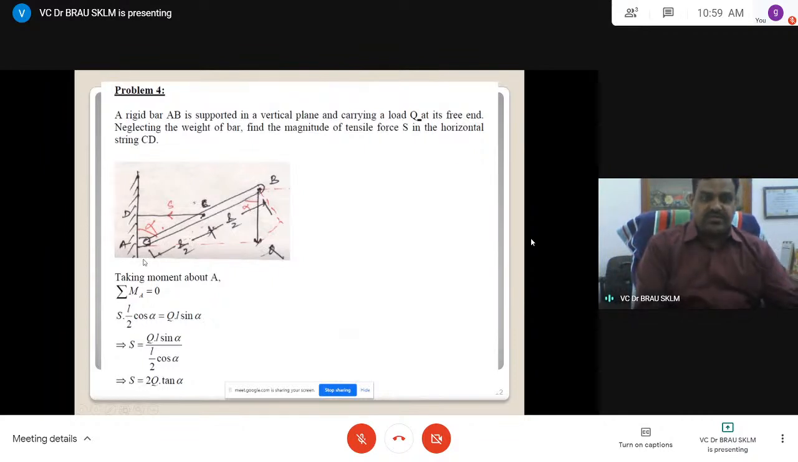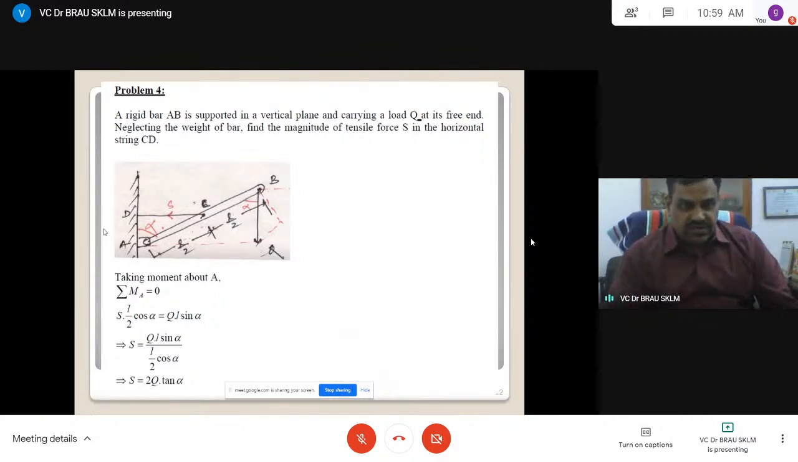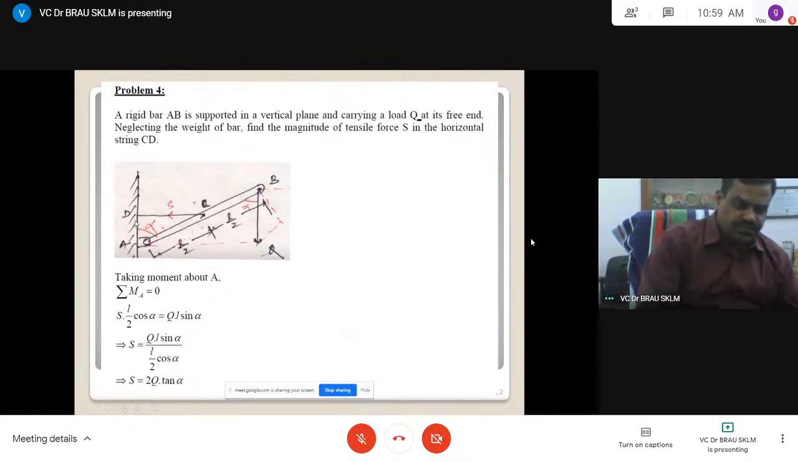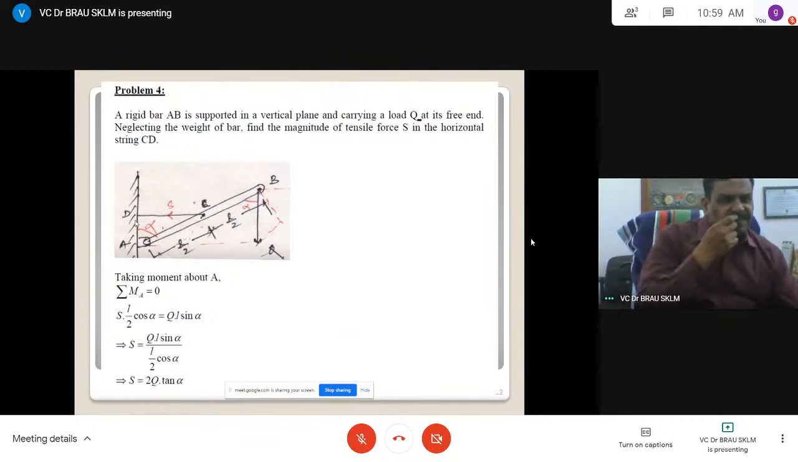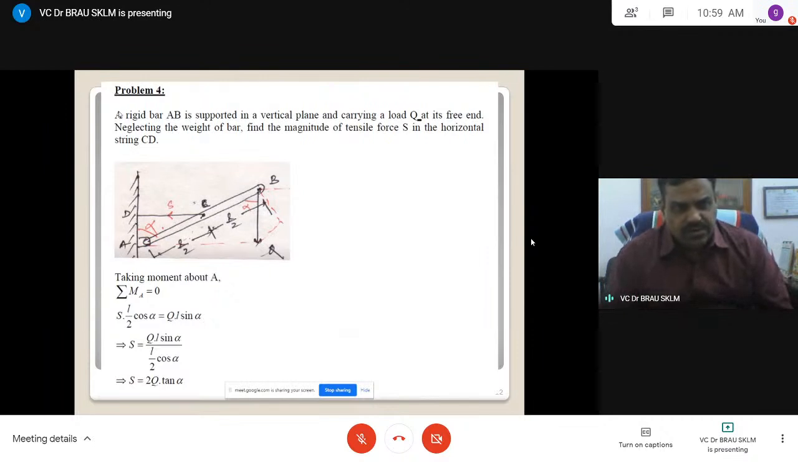Later we use the sign convention. This S has a perpendicular distance of L by 2 cos alpha. This L by 2, this is L, this is 90 minus alpha. So cos of 90 minus alpha is sin alpha.